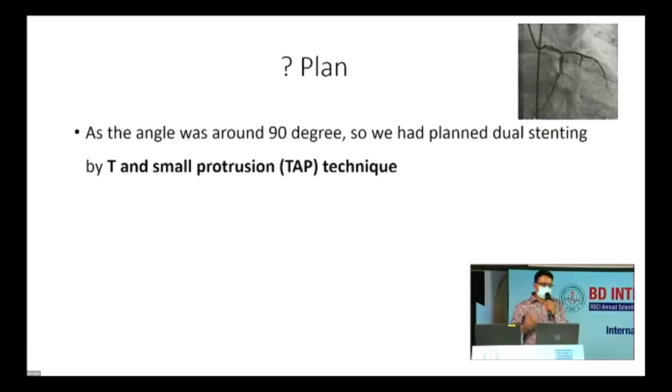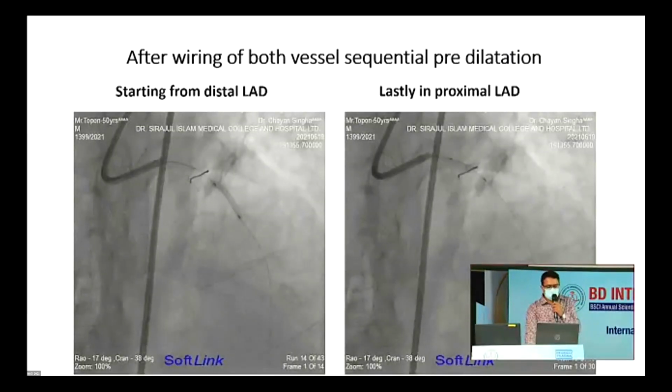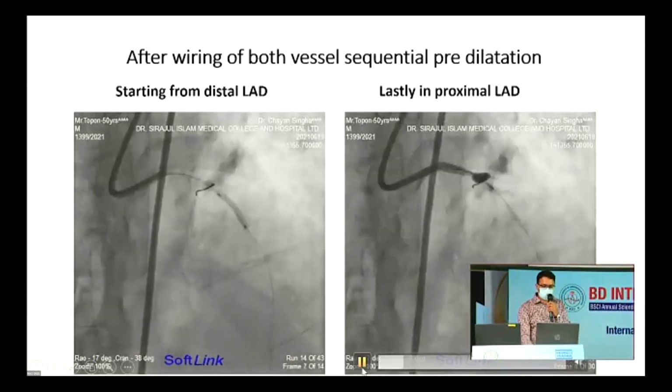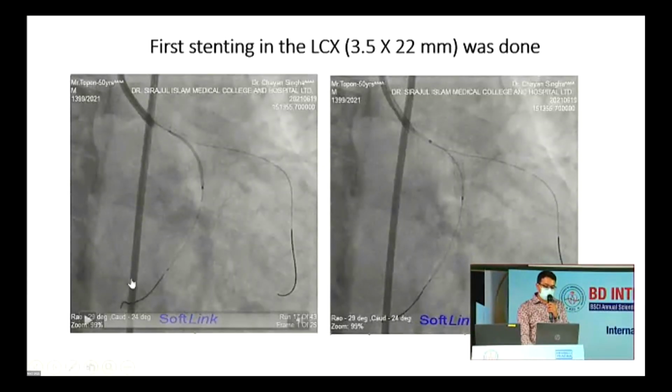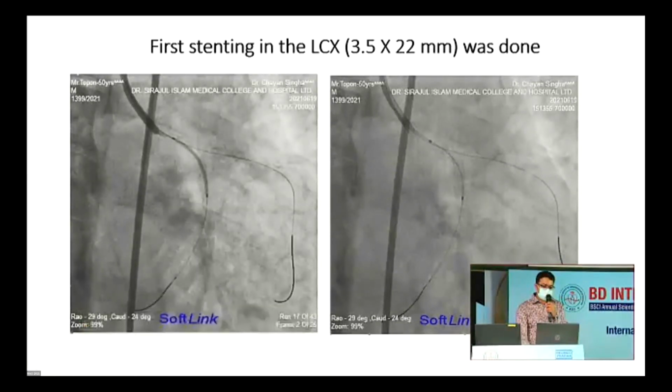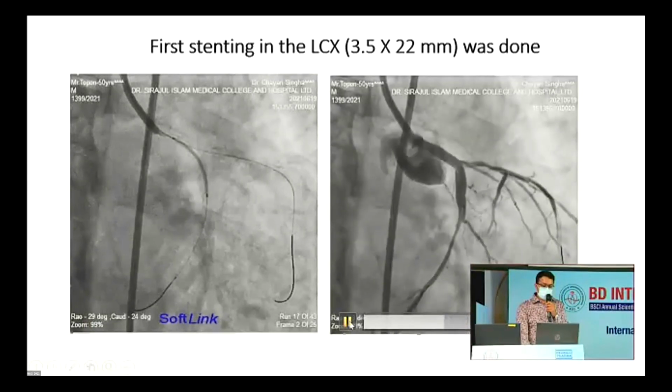We and our team members frequently reviewed the CD of the patient and the angiographic views, and ultimately we decided on dual stenting by the TAP technique. Accordingly, we engaged a 7 French guide catheter, through which 2 wires were placed in the LAD and LCX, and the lesion was prepared by balloon dilatation. This is the balloon dilatation. After which, first of all, we put a 3.5 into 22 millimeter stent from the LM to LCX, and it was deployed at 16 ATM.